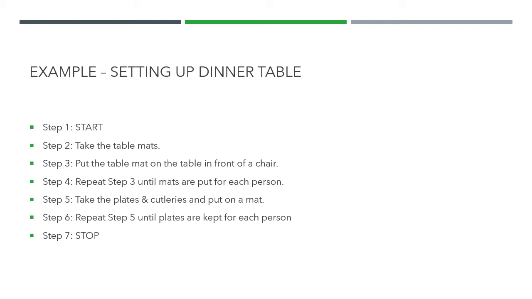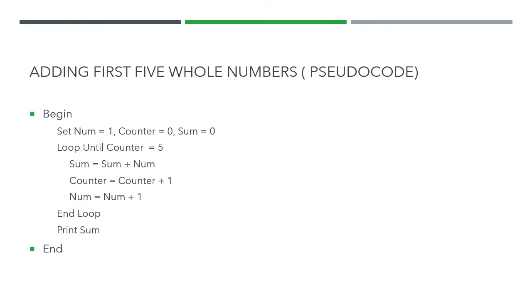So that is looping. You're doing the same thing again and again until a particular condition is satisfied. Okay. So let's see another example. In this example, what are we supposed to do? Adding the first 5 whole numbers. Okay. I have written a pseudocode for it.